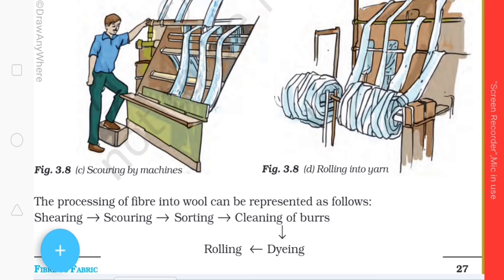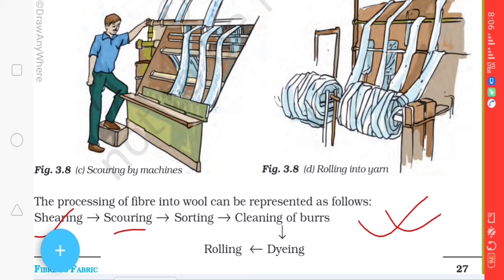So now we can memorize all the steps by remembering this flow chart. The process of fiber into fabric can be represented as what? The first step was shearing, the second step was scouring, third was sorting, and in the fourth step what do we do? Cleaning of burrs. We remove the burrs, the small fluffy hairs. And then we do coloring, and then we are rolling into yarn. So these are the steps involved in the process of making fibers into wool.